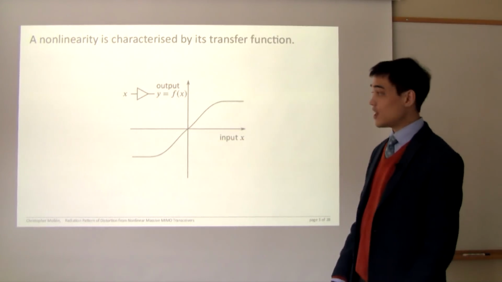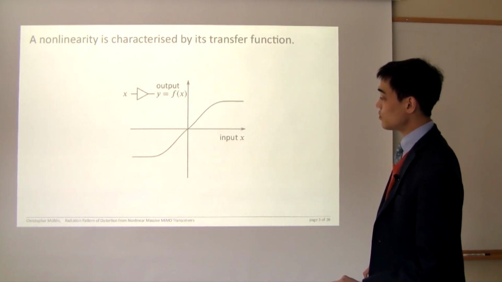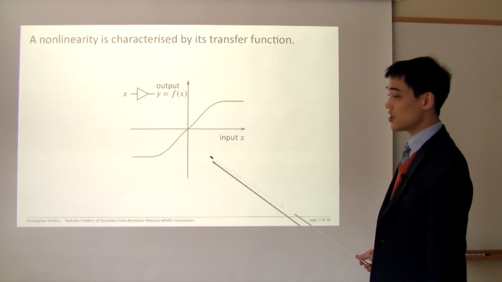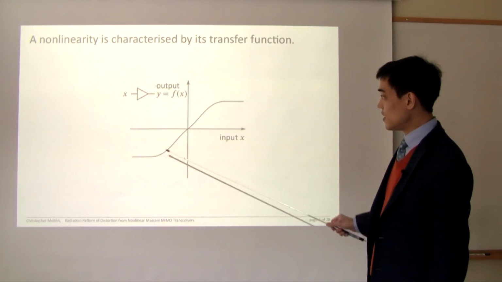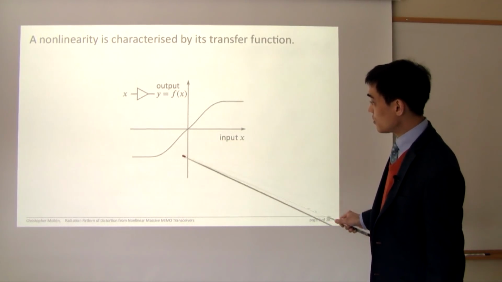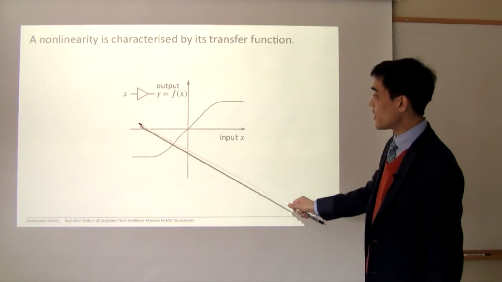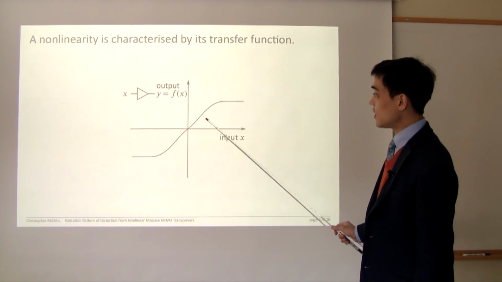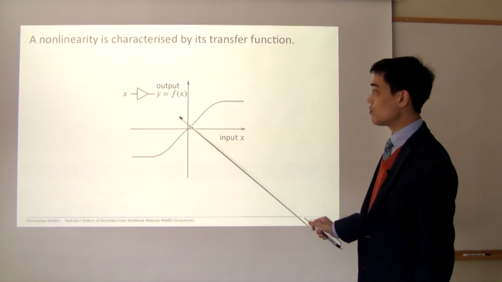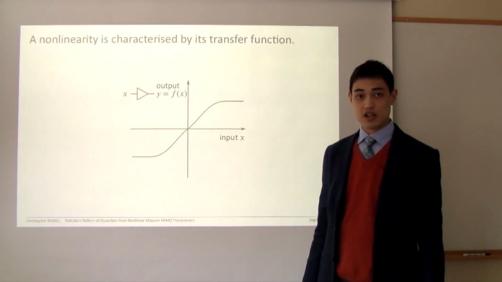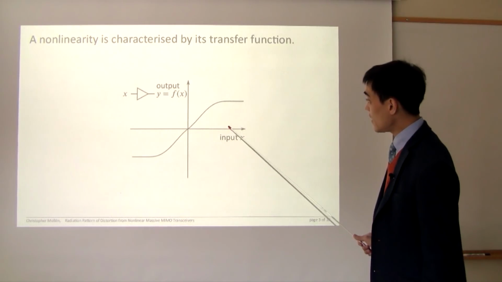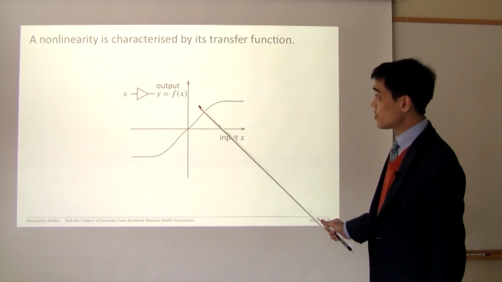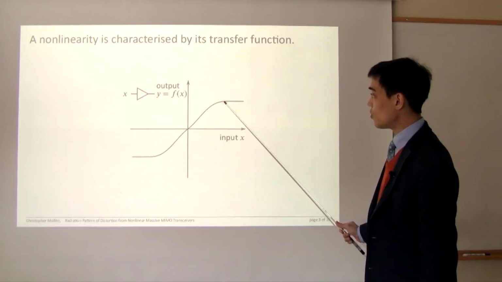Now, a typical nonlinearity in the systems that we are interested in can be pictured like this. Here is the output from a nonlinearity as a function of the input amplitude. We can see that for small amplitudes, the output is almost a linear function of the input. But then at higher amplitudes, the output saturates, and we get this nonlinear region.